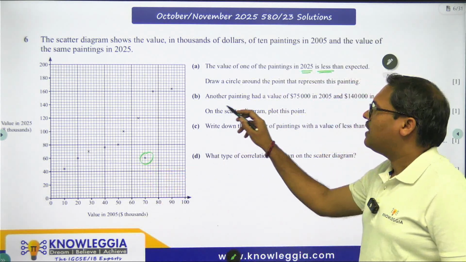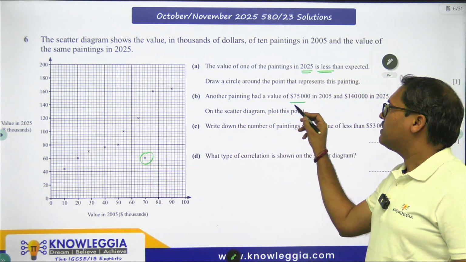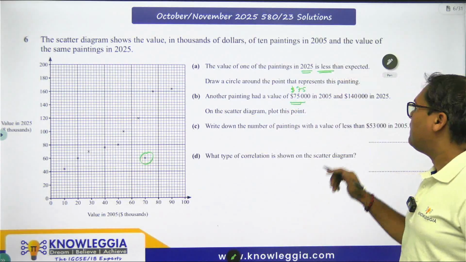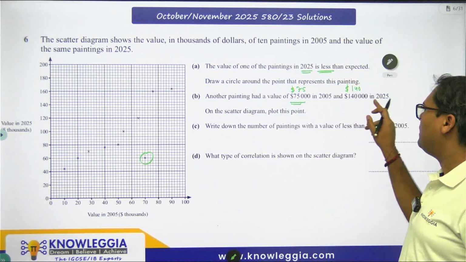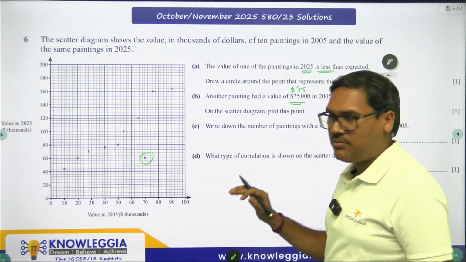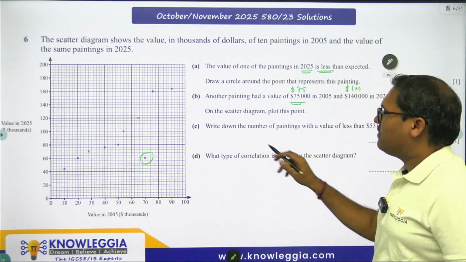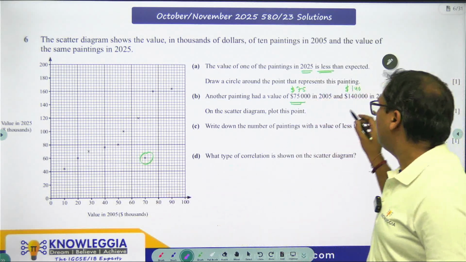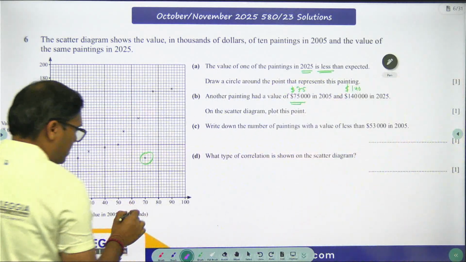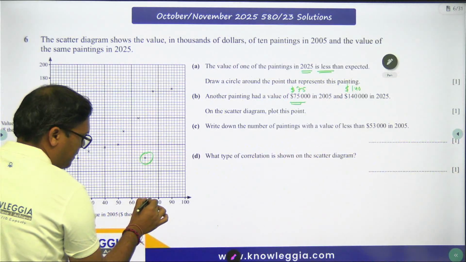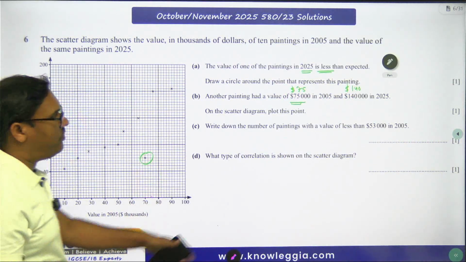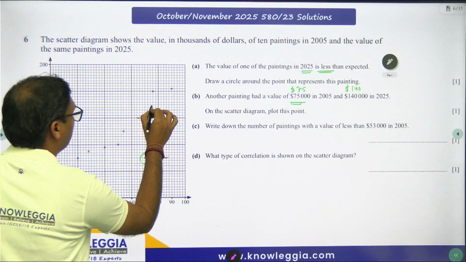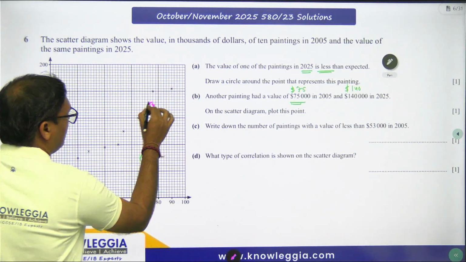First question done. Second one: another painting had a value of $75,000 in 2005 and $140,000 in 2025. Since the graph is in thousands, we write 75 and 140. On the scatter diagram, plot this point. So basically, you have to mark the point corresponding to 75 in 2005 and 140 in 2025. 75 is midway between 70 and 80. And for 2025, this is 140. So where is 140? Here. You have to mark this point. That is how you can easily show it.